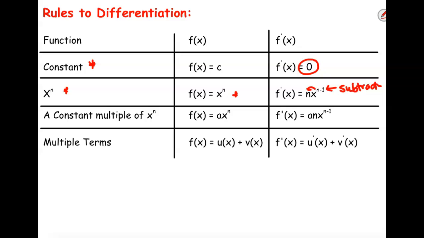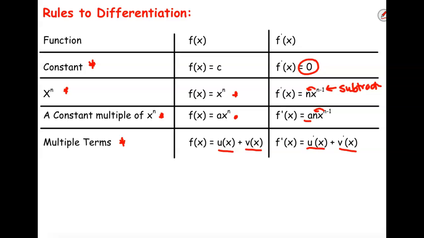If you have the next function, a constant multiple of x to the n power, then our function would look like this: f of x equals a x to the n. You would do your derivative where you have your constant, and then you bring your power down in front, and then you subtract the exponent. If you have multiple terms, so here is a term, and here is a term, you would take the derivative of both of those terms.